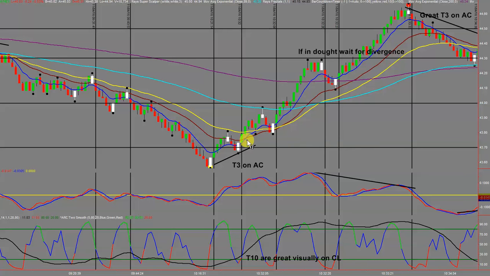And away we go. If in doubt, is that how you spell down? I've misspelled that, sorry traders. Here we've got a bounce right on the 44.30. You've gone up. Now if in doubt here, that is a mini T3. You can see price has moved away, but if in doubt, wait for divergence.